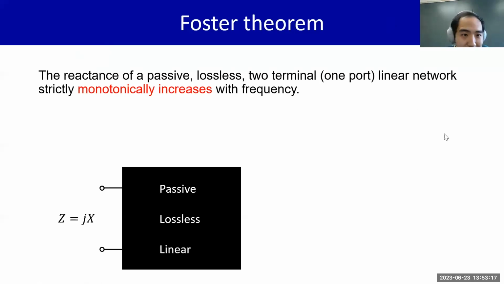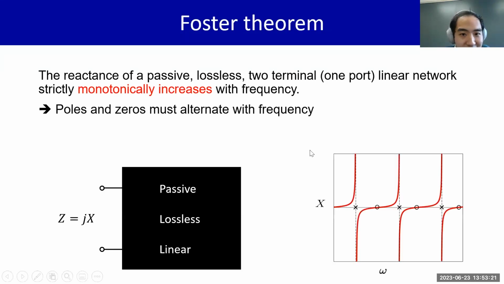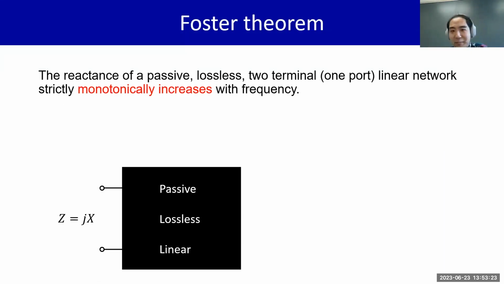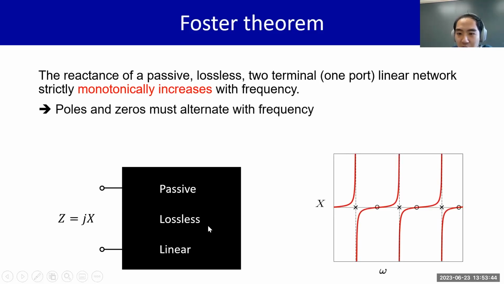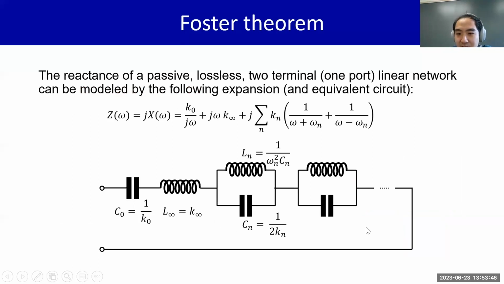I might want to skip this part if it's taking a bit too much time, but the basic idea of this so-called black box treatment of electrical circuits is a theorem called Foster's theorem, which basically says the reactance, the imaginary part of the impedance, of a passive lossless one-port network can be modeled as a circuit like this.